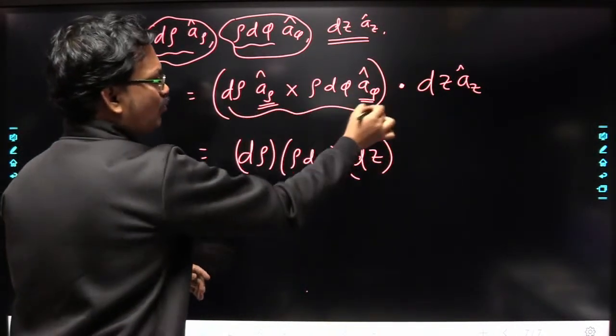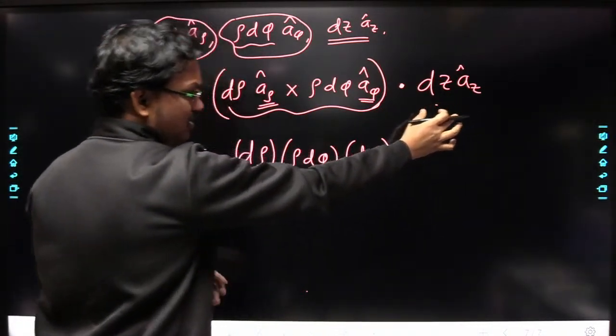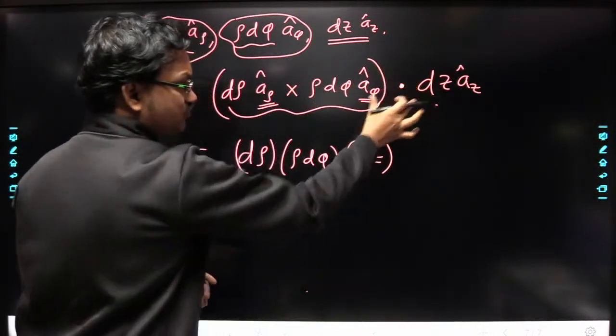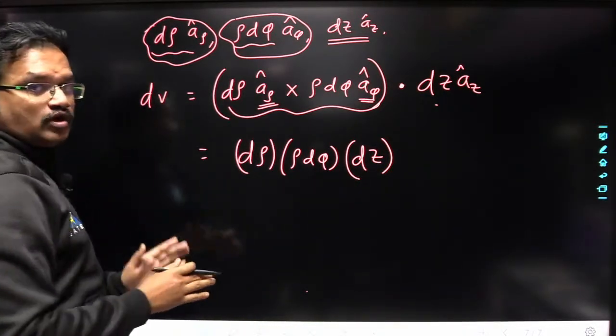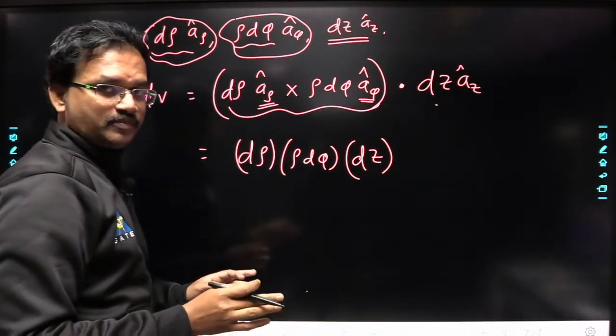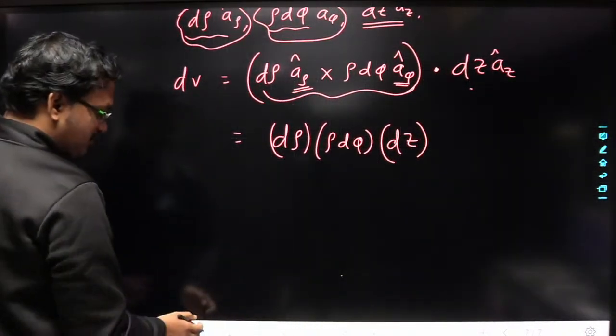So here we got one vector. Understood? Here there is another vector. So if you do the dot product between these two vectors, finally you are going to get the scalar quantity, and hence the volume is what? Volume is a scalar quantity. Understood? So go through my previous lectures, you will understand each and everything clearly.